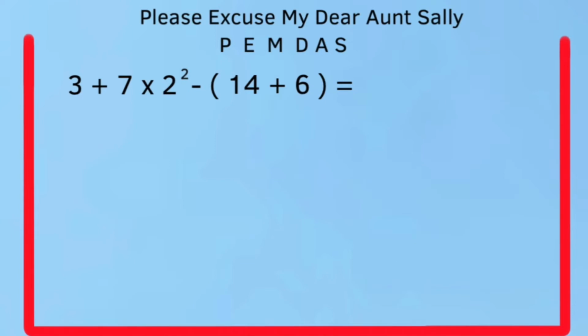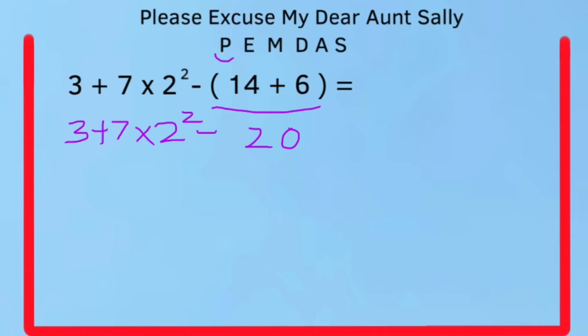Let's take a look at this one. So we have parentheses. Here they are. Let's take care of business. 14 plus 6 equals 20. And now I'll bring the rest of my problem down. Minus, oh, look at this. This is an exponent. We'll take care of that in a second. And we do it like that.